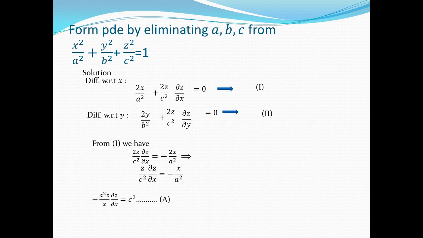So what we have to do is, we'll have to differentiate more than once. First we try with respect to x, that is 2x by a square plus the last term. Always remember it is a function of x and y, so we'll have to use chain rule. 2z by c square into dou z by dou x equal to 0. We differentiate with respect to y to get the above equation. We name these two equations as 1 and 2. From 1, we rearrange to get this equation. z by c square dou z by dou x is equal to minus x by a square. And just by cross multiplication, we have an equation for c square. c square can be written as minus a square z by x into dou z by dou x. This we mark as A.